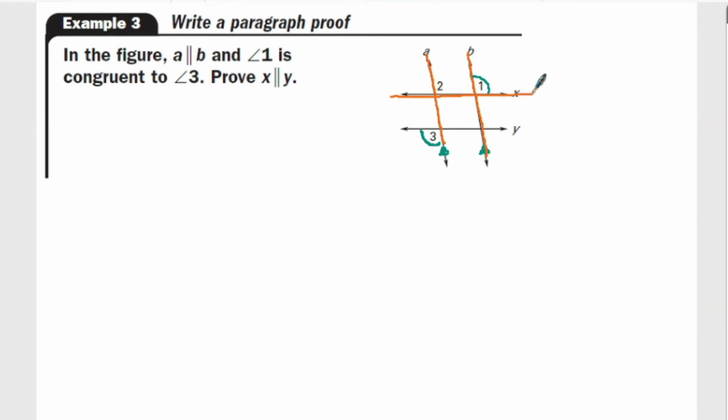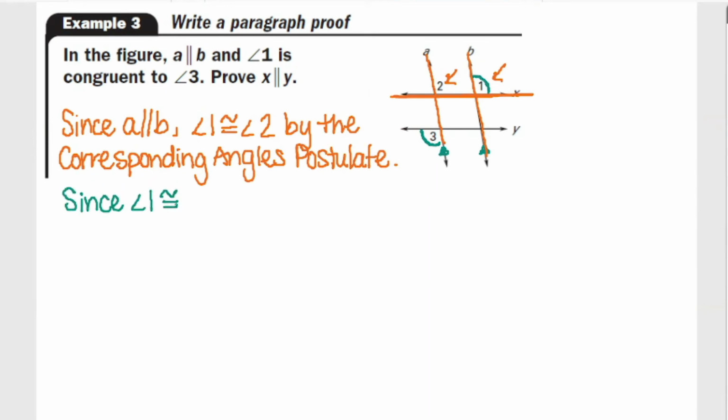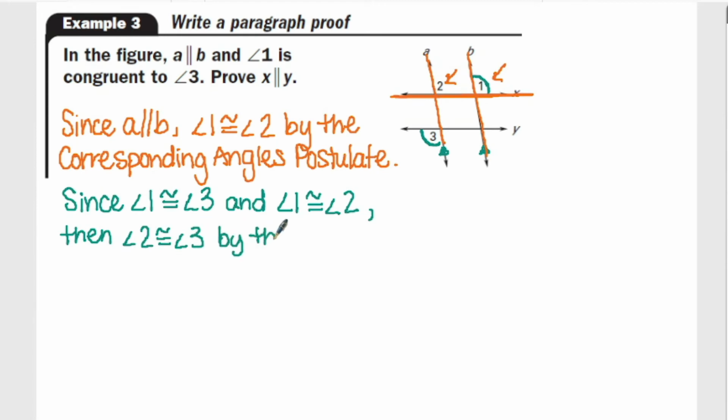I'm thinking if we use X as the transversal, do you see what kind of angles 1 and 2 are in relationship? Those are corresponding angles. So I can say that since A is parallel to B, then angle 1 is congruent to angle 2 by the corresponding angles postulate. I was proving that the angles were congruent. And our other given was that angle 1 was congruent to angle 3, and we just showed that angle 1 was congruent to angle 2. Then we can say angle 2 is congruent to angle 3 by the transitive property.